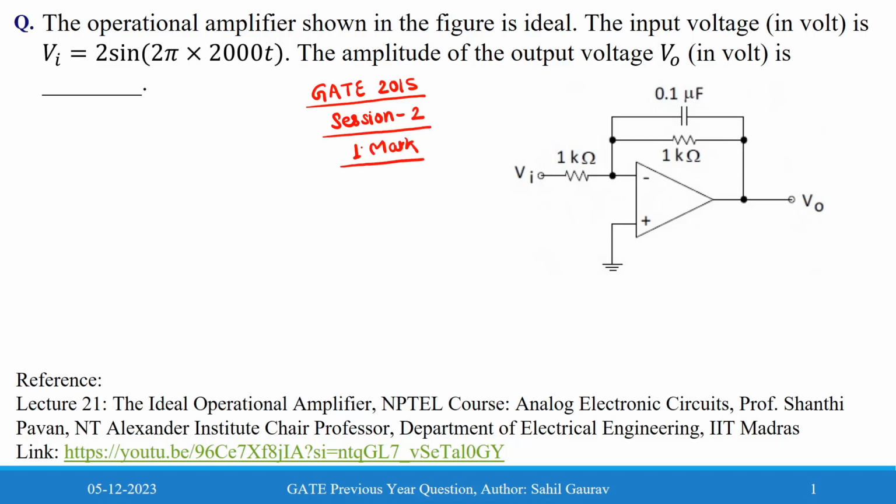This problem is from the operational amplifier and the circuit belongs to integrator circuits. The problem says that the operational amplifier shown in the figure is ideal. The input voltage in volts is Vi equal to 2 sin(2π × 2000 t). The amplitude of the output voltage is?